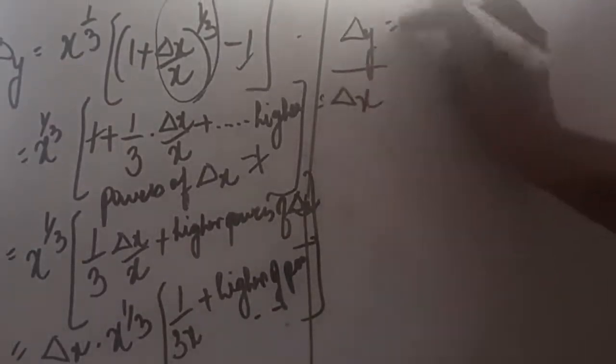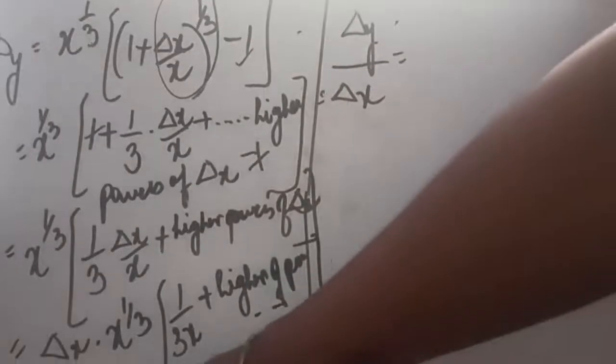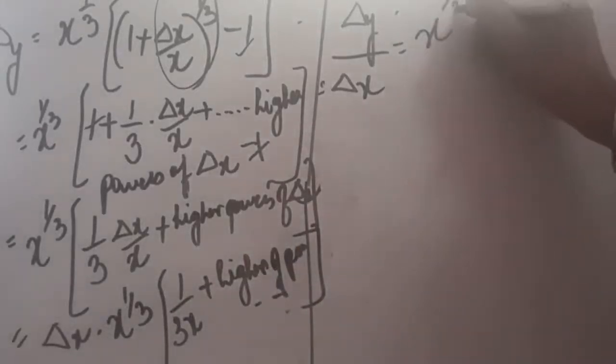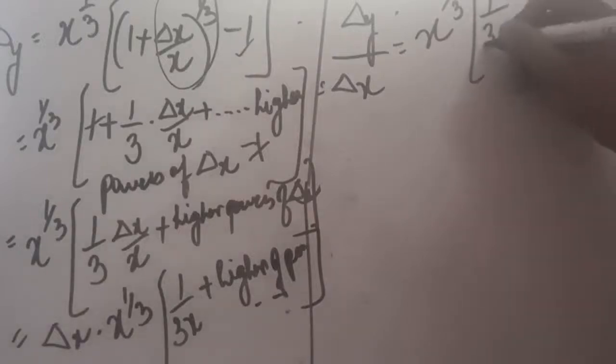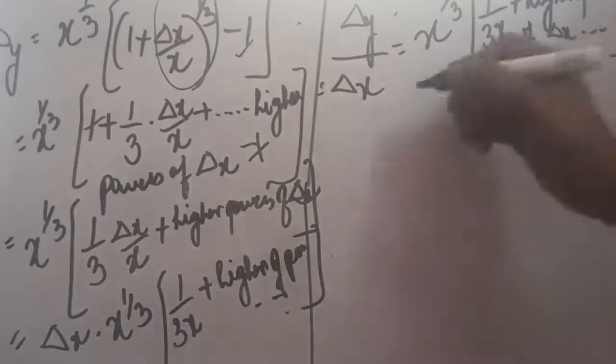On the left hand side we have delta y. If we divide it, it will be delta y upon delta x. On the right hand side you can see here we have delta x into x power 1 upon 3. When we divide the right hand side by delta x, we will be left with x power 1 upon 3 into 1 upon 3x plus higher powers of delta x. In every question you have to write like this only, higher powers of delta x. Now the last step, as we all know, is taking the limit.